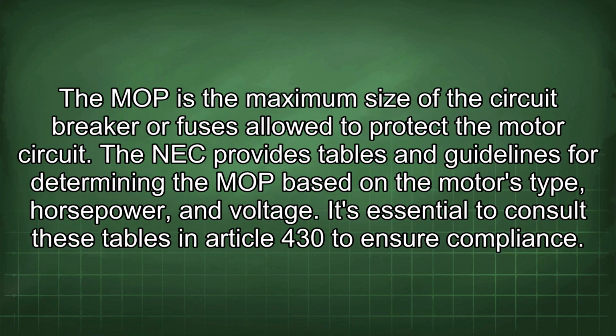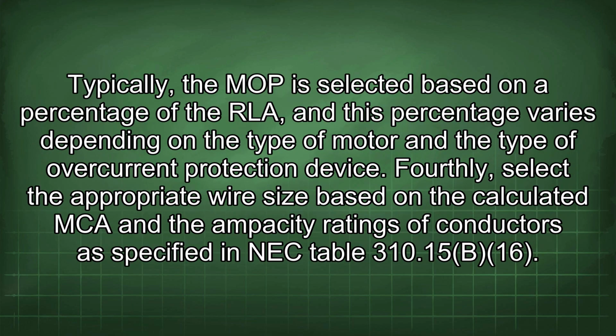Thirdly, determine the maximum overcurrent protection, or MOP. The MOP is the maximum size of the circuit breaker or fuses allowed to protect the motor circuit. The NEC provides tables and guidelines for determining the MOP based on the motor's type, horsepower, and voltage. It's essential to consult these tables in Article 430 to ensure compliance. Typically, the MOP is selected based on a percentage of the RLA, and this percentage varies depending on the type of motor and the type of overcurrent protection device.